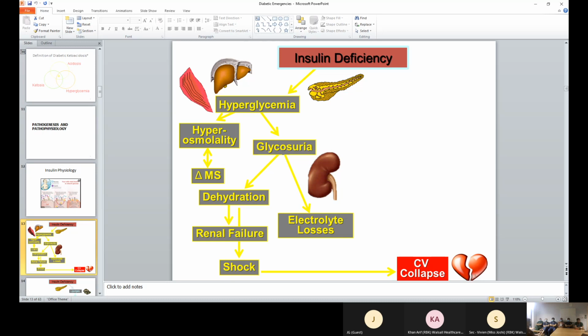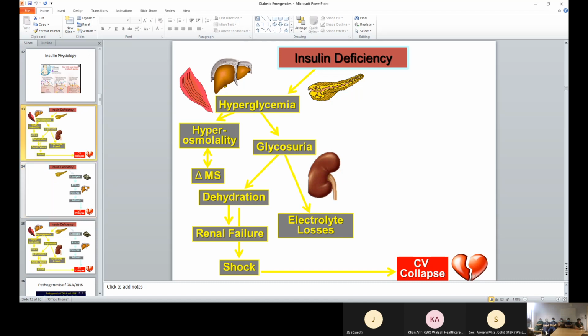When they have polyuria, that's when the electrolyte losses happen, then renal failure, and then shock. So in the kidney, what's happening is predominantly glycosuria and polyuria along with electrolyte losses, leading to hypotension and shock.